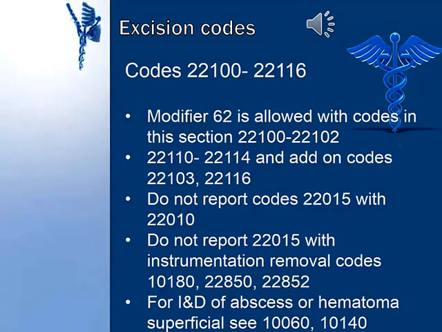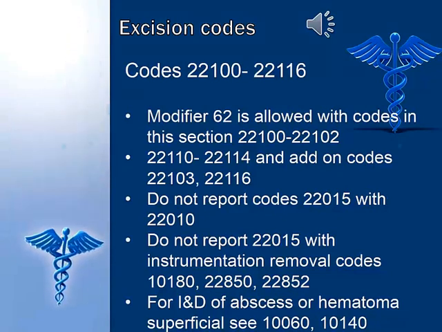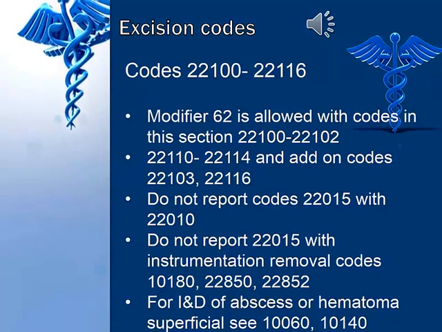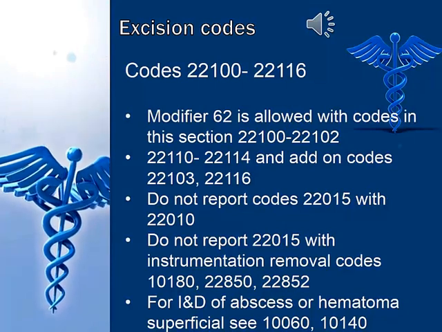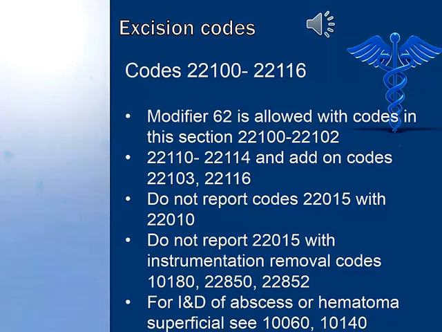So for partial excision of posterior vertebral component, this is what you will code: 22100. And that will be used for the cervical area. And this is for a single vertebral segment. Again, single means one. If you want to code for more than one, you will have to code for each additional segment by using code 22103 for each additional segment.